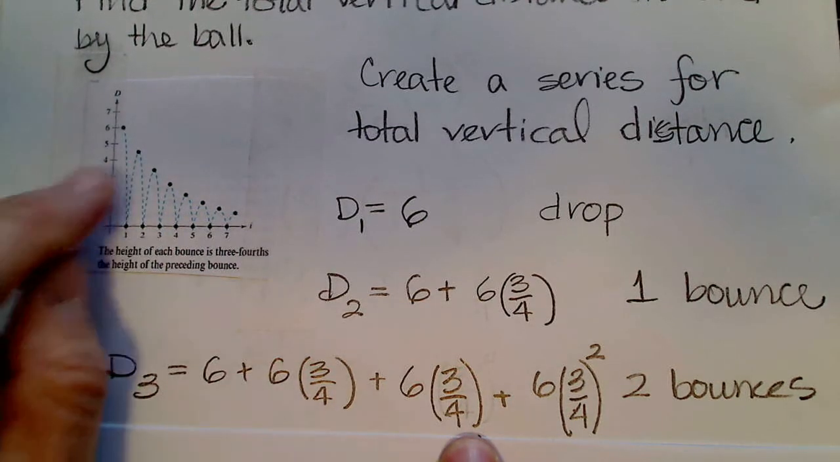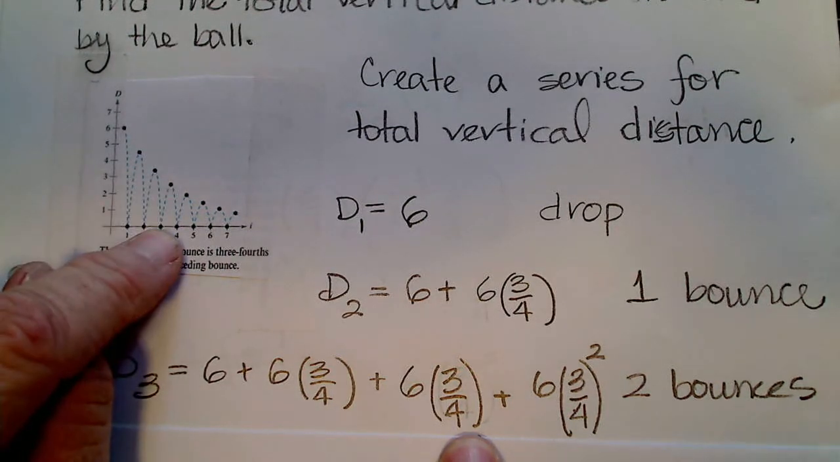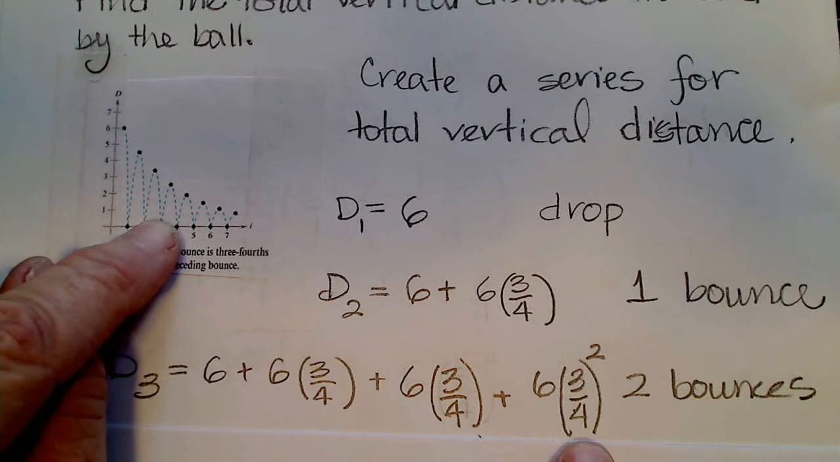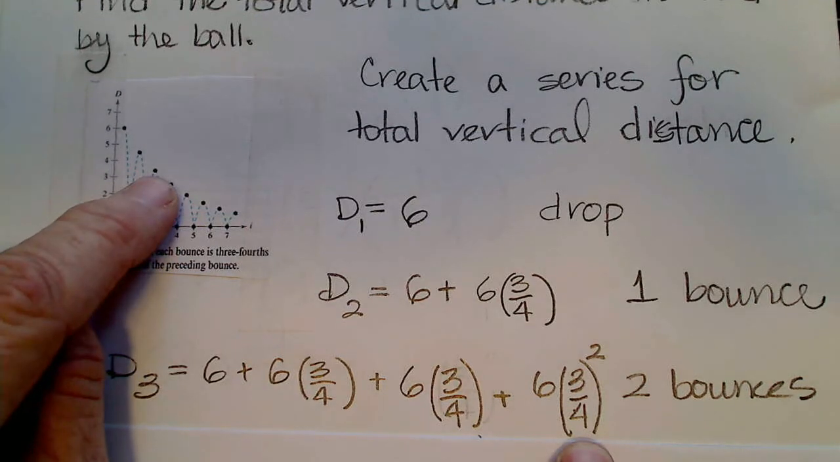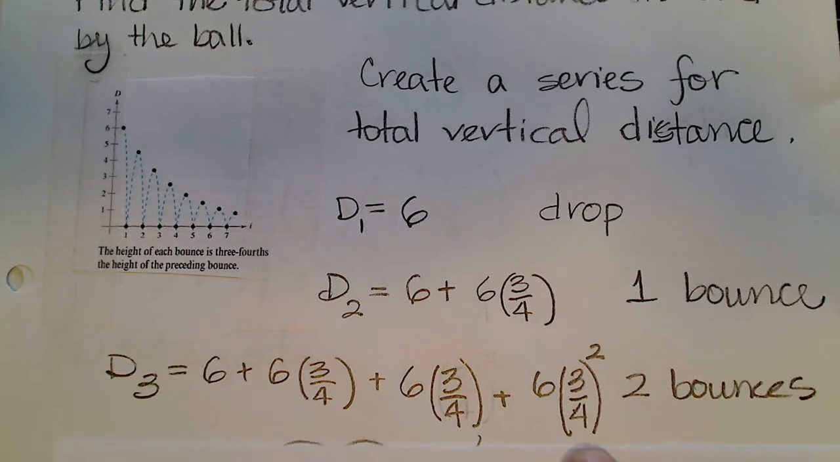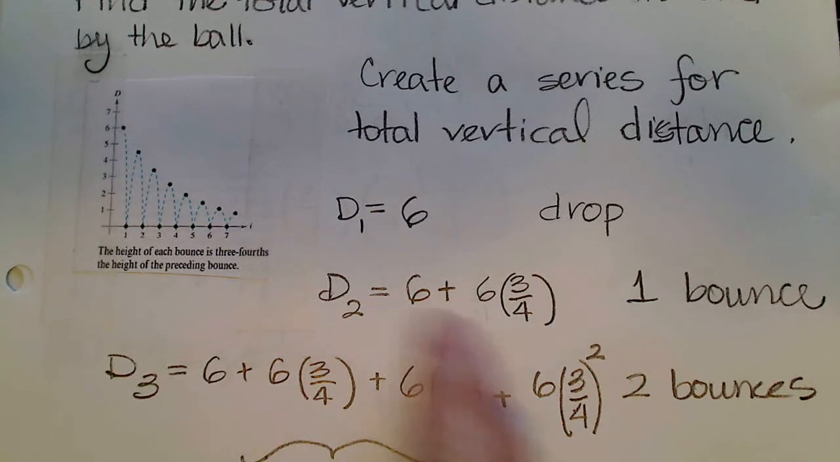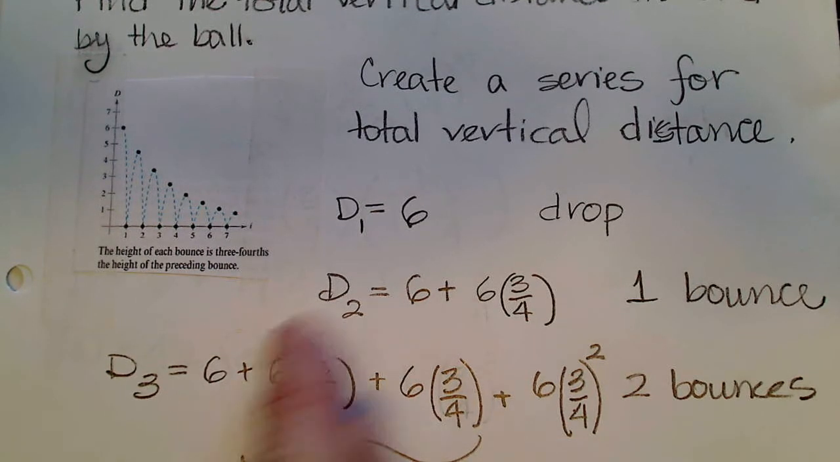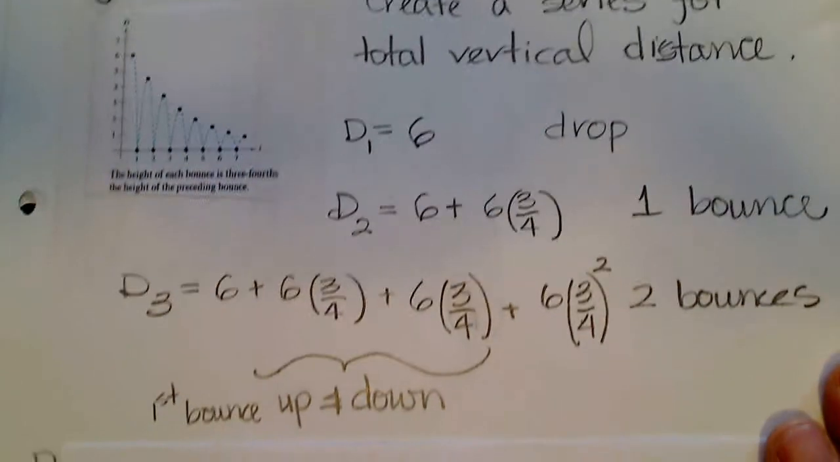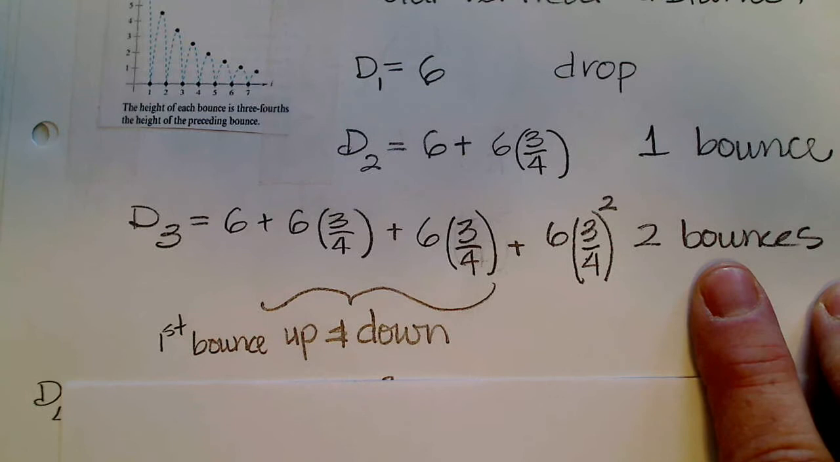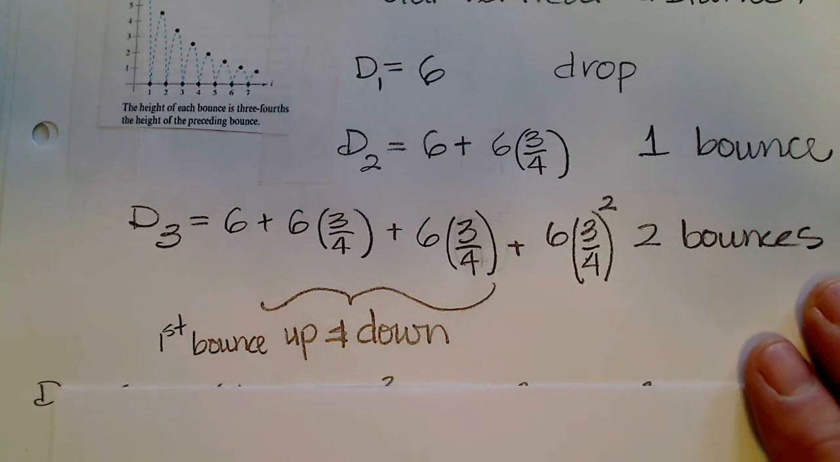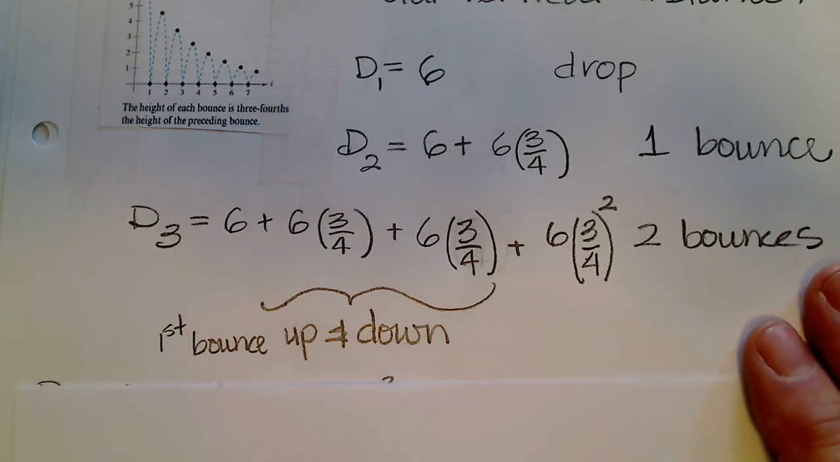So I have, or no, it goes back down, sorry. It goes down after that bounce. And then after the second bounce, it comes up 3/4 times 6. 6 times 3/4 squared. So now, these two pieces here are the up and down of the first bounce, okay? So that's the total distance after 2 bounces. Let's look at the total distance after 3 bounces.